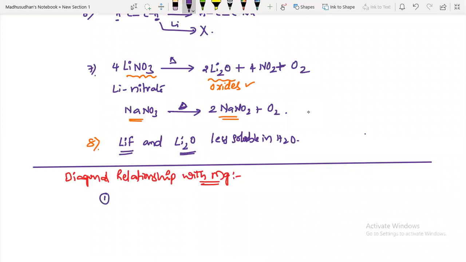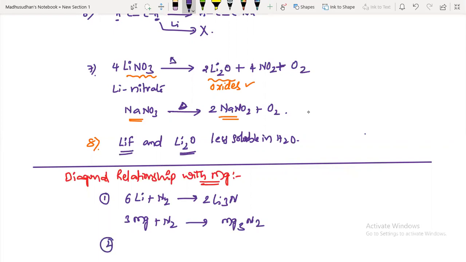They both form nitrides on reaction with atmospheric nitrogen. Lithium on reaction with nitrogen, what is it forming, guys? Just now we have done. It forms Li3N, lithium nitride. Same like that, magnesium will also form. Magnesium on reaction with nitrogen forms magnesium nitride, Mg3N2.